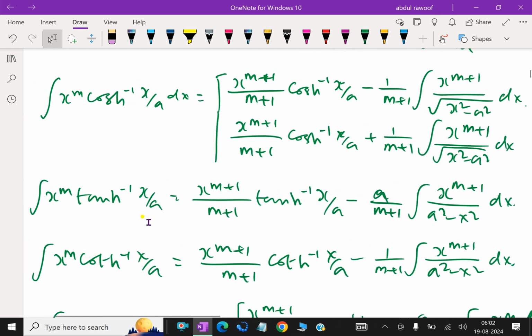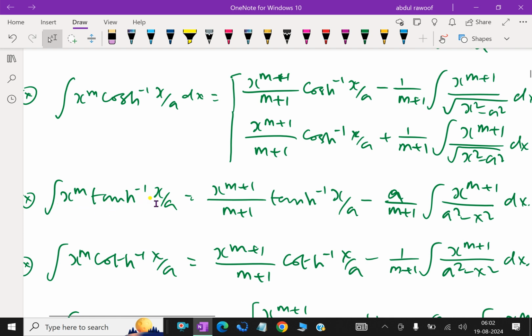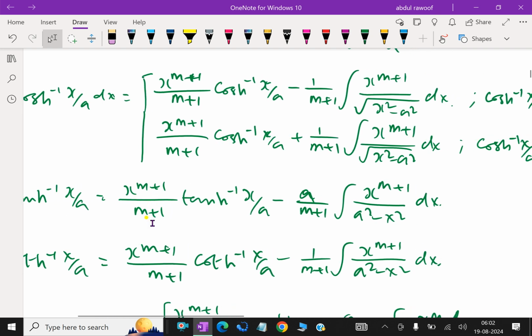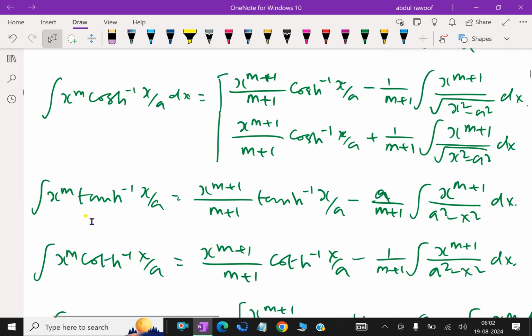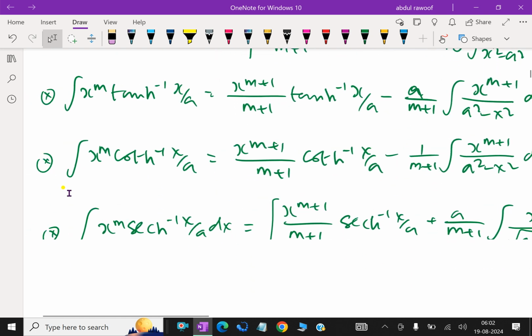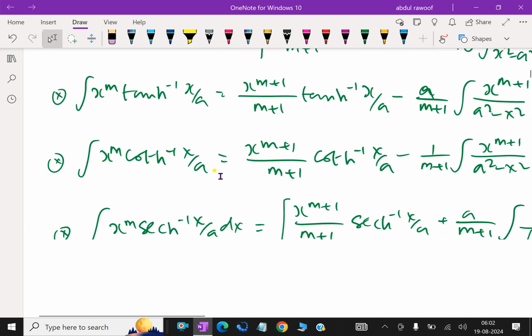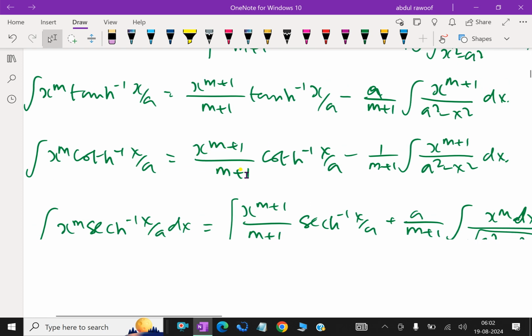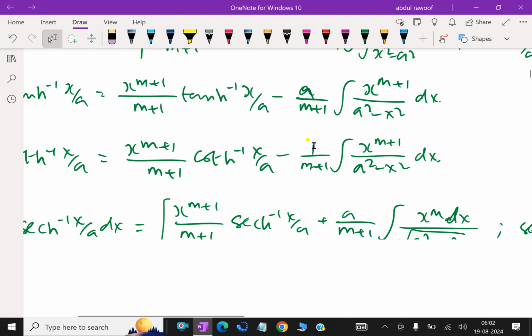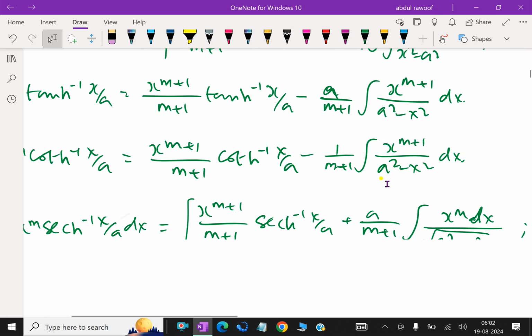Next one, integral x power m tanh inverse (x/a) is x power m plus 1 over m plus 1 of tanh inverse (x/a) minus a over m plus 1 integral of x power m plus 1 over a square minus x square. Next is integral of x power m coth inverse (x/a), which is equal to x power m plus 1 over m plus 1 of coth inverse (x/a) minus 1 over m plus 1 integral x power m plus 1 over a square minus x square.